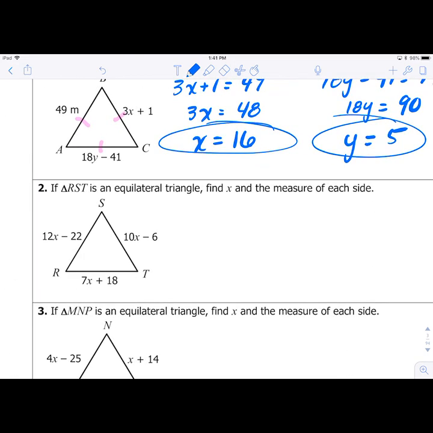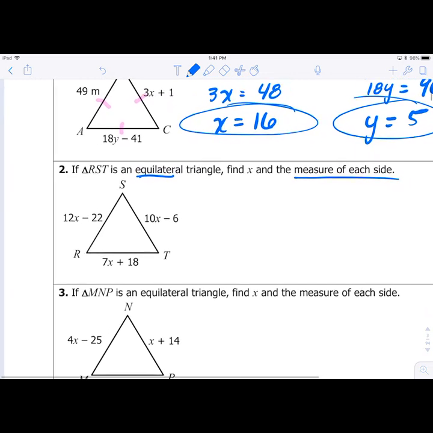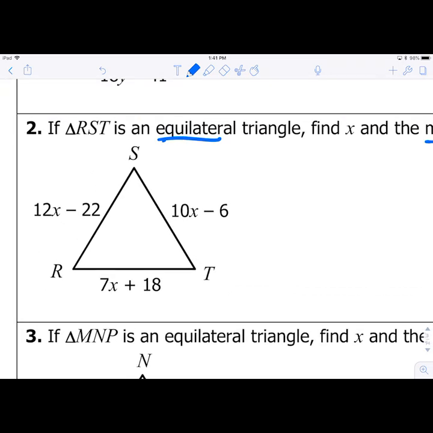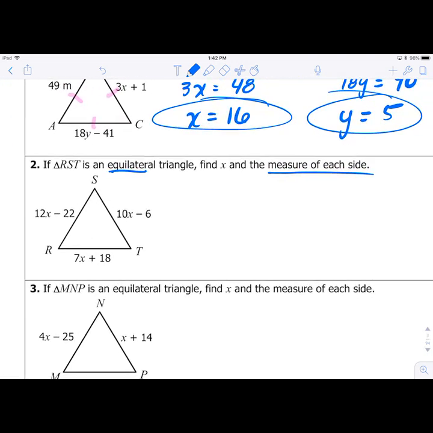If you look at number 2, it says if triangle RST is an equilateral triangle, find x and the measure of each side. Well, that's easy enough. If it's equilateral, all the sides are going to be the same. So once you know one side, you can figure out the others. But how can I solve for x? You should always ask yourself, does it matter what sides I set equal to each other? In a problem like this, if it's equilateral, it doesn't matter. You can set any two equal to each other, and go from there.